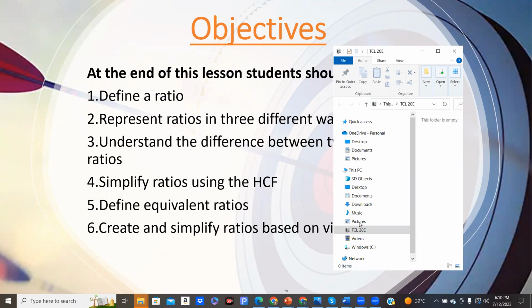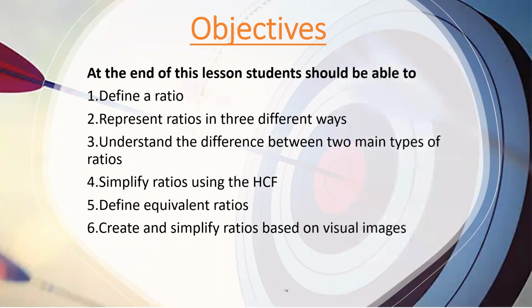So we're going to define a ratio, represent a ratio in three different ways, understand the differences between two main types of ratios, simplify the ratio, define equivalent ratios, and create and simplify ratios based on some images. Are we done with the slide? Can I move on to the next slide? Are we still writing? Not yet. People are still writing.